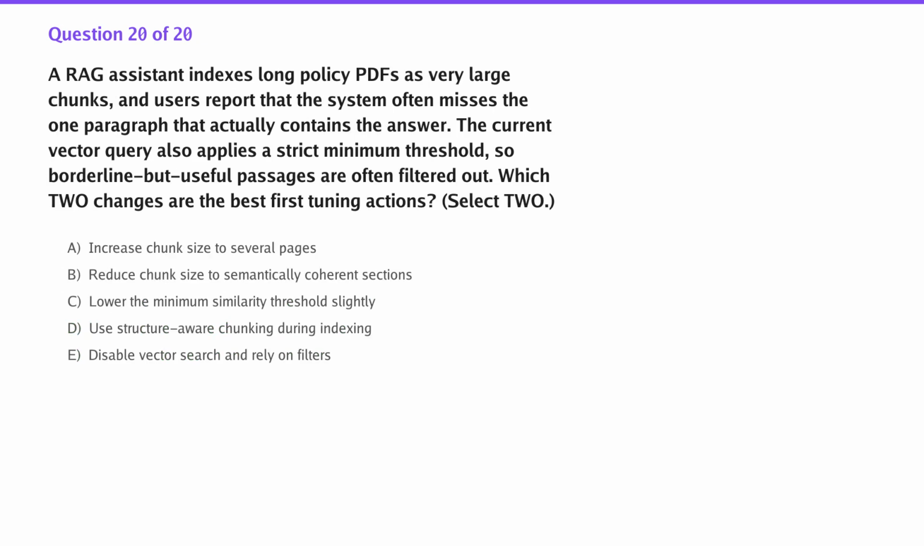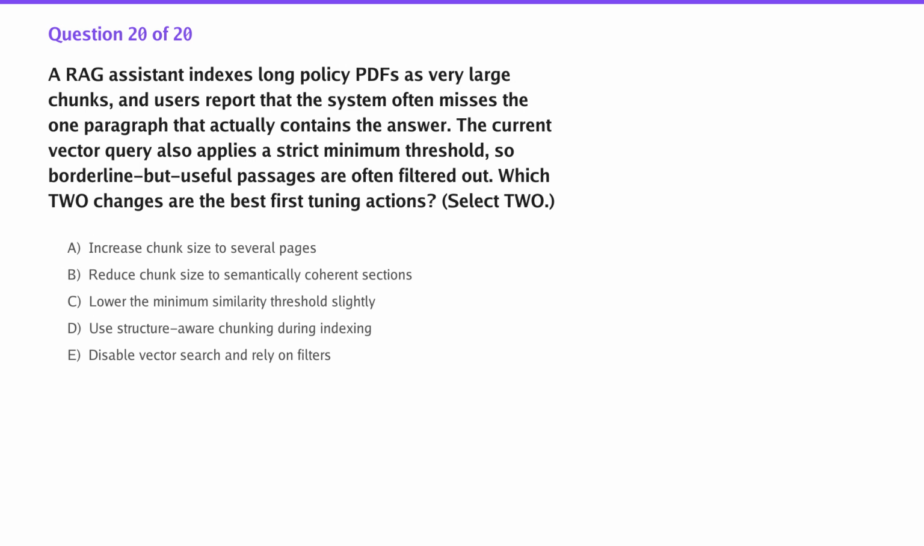A RAG assistant indexes long policy PDFs as very large chunks, and users report that the system often misses the one paragraph that actually contains the answer. The current vector query also applies a strict minimum threshold, so borderline but useful passages are often filtered out. Which two changes are the best first tuning actions?